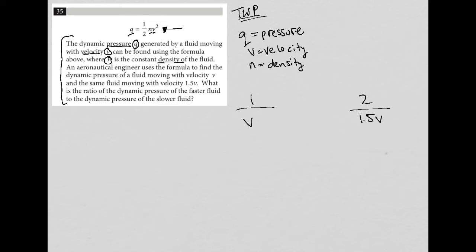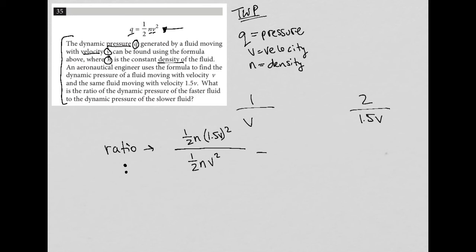So ratio on this test automatically means fraction. We're never going to use the colon form of ratio, right? So the ratio of the dynamic pressure of the faster fluid, so that means the numerator is the faster fluid, so that pressure would be 1/2 N, but instead of V, right, it's going to be 1.5 V squared. To the slower fluid, well, the slower fluid is going to be our regular pressure formula, so 1/2 N V squared. So that's all I'm doing here.